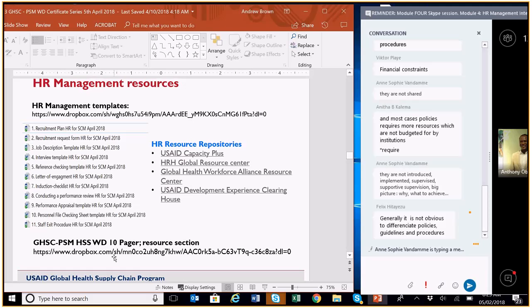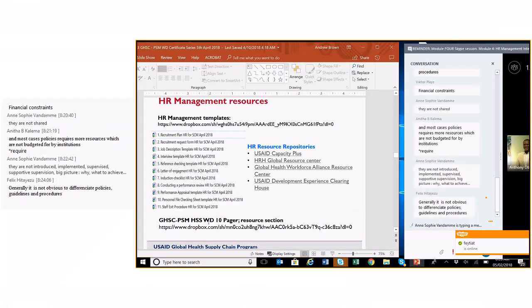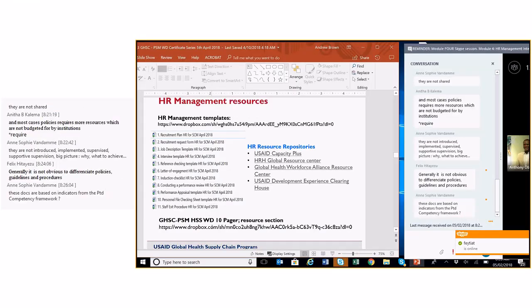The other thing we've been using as a reference in this particular module series is the Workforce Development 10-pager that I made. We introduced you to that, and these particular documents are introduced to you in Module 1 and again are available in the Dropbox.